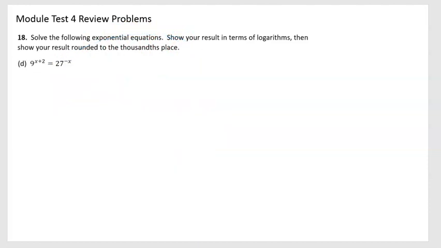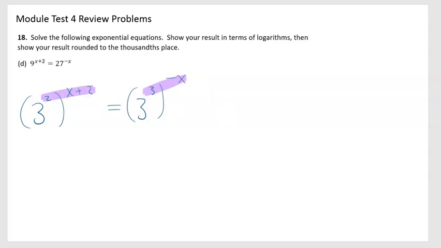3.845. For problem D, now this is another problem that can be written with a common base. 9 and 27 can be written with a base 3. So I can write 9 as 3 to the second power. Now that exponent of x plus 2 is still there. On the right, I can write 27 as 3 to the third power, and that exponent of negative x is also still there.